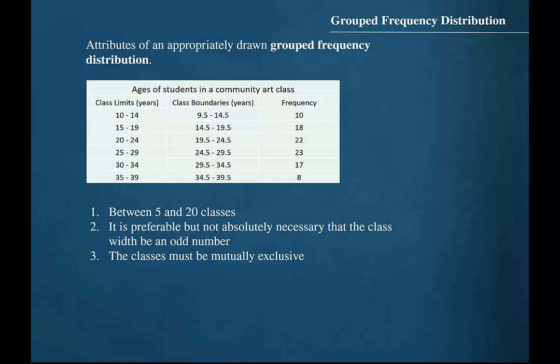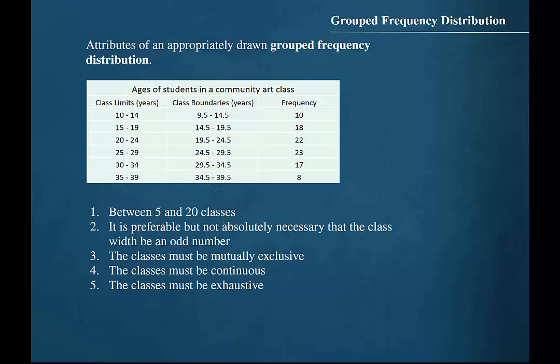The classes must be mutually exclusive. The classes do not overlap, so that each data value would be accounted for in only one class. The classes must be continuous. Note that the upper class limit for any class other than the last is the same as the lower class limit for the next class. In other words, there is no break in the span of the boundaries from the lower class boundary of the first class to the upper class boundary of the last class.